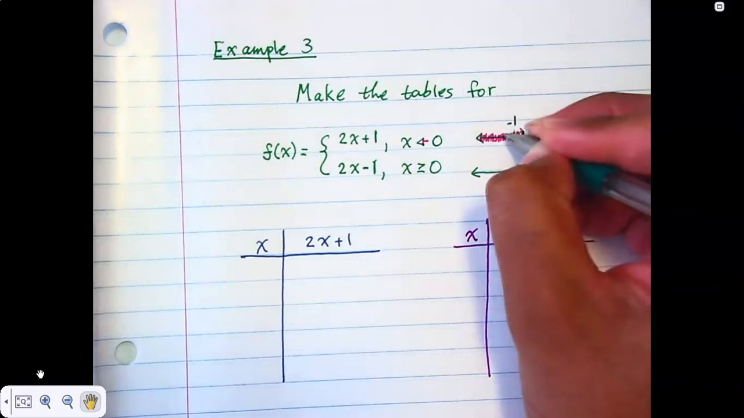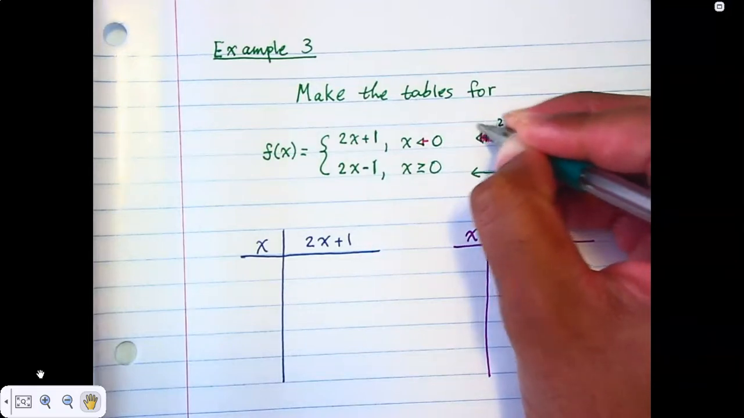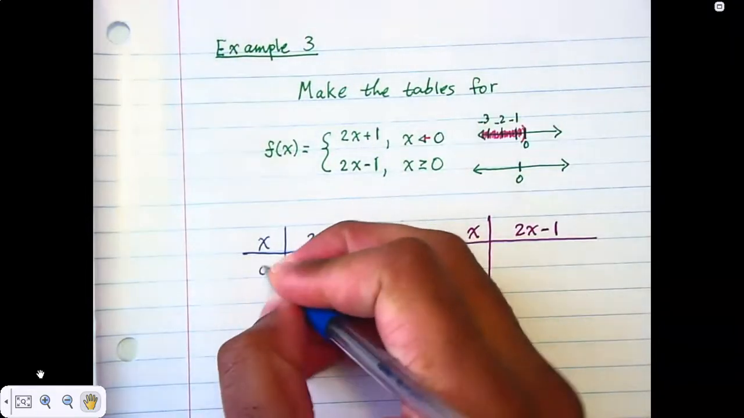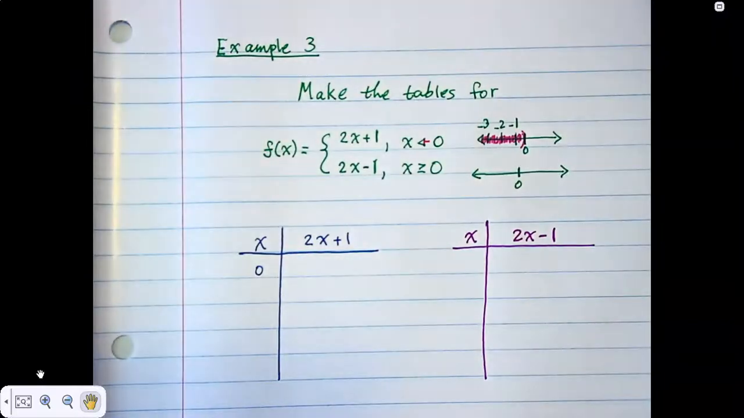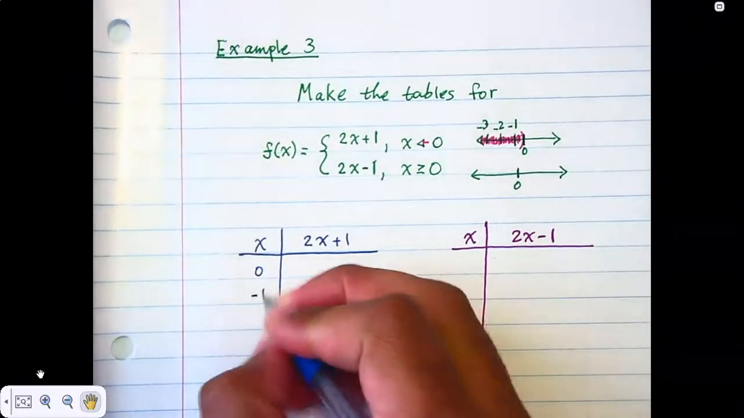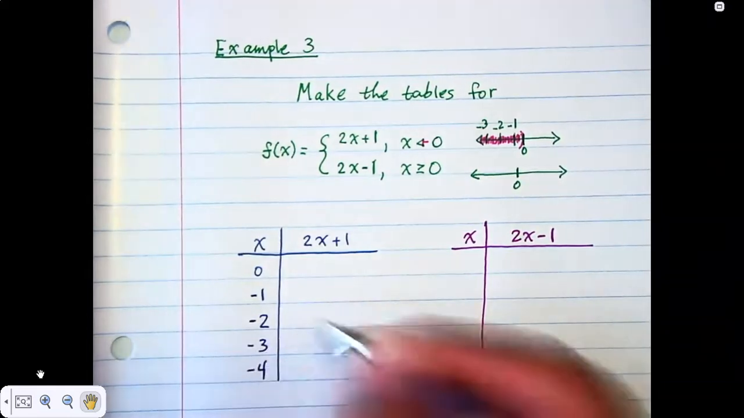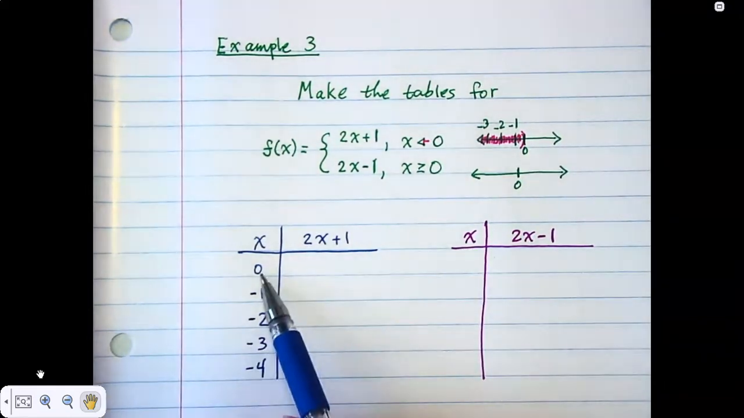So that's -1, -2, -3, -4, so on and so forth. So for our first table, we'll have 0. Always start with that endpoint, always. -1, -2, -3, -4. Again, remember to start with that endpoint because between 0 and -1, there's a bunch of numbers like -0.5, -0.1, -0.2, -0.3. All that's there, so you got to actually have it.